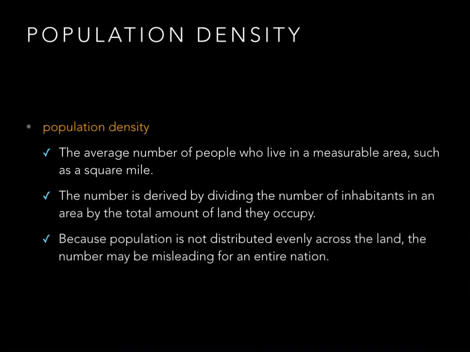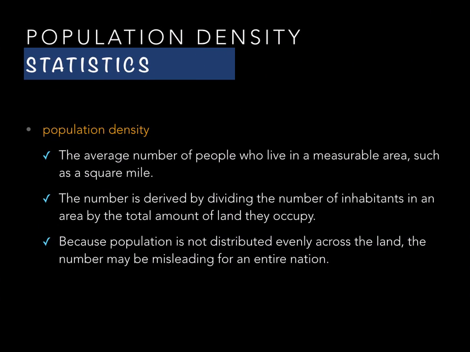Population density. The term population density is the average number of people who live in a measurable area, such as a square mile. This number is derived by dividing the number of inhabitants in the area by the total amount of land that they occupy. However, because population is not distributed evenly across the land, this number can be a little misleading for an entire nation.